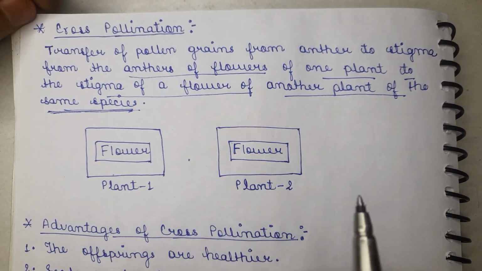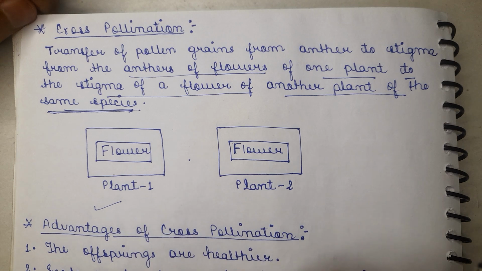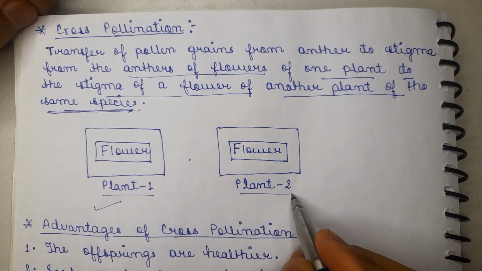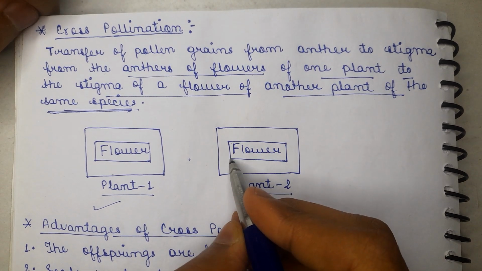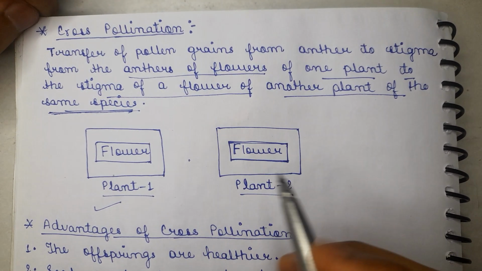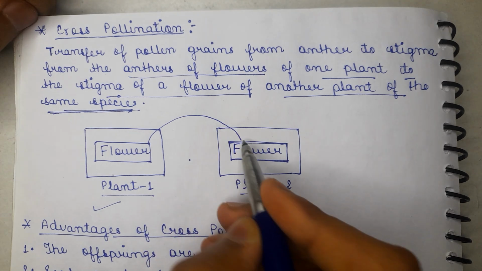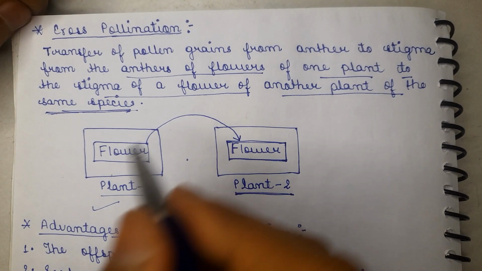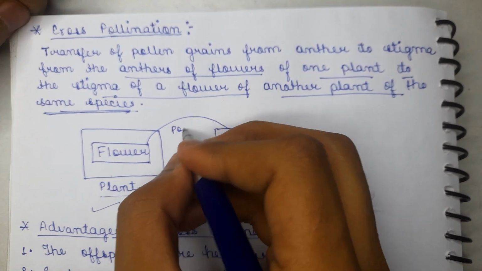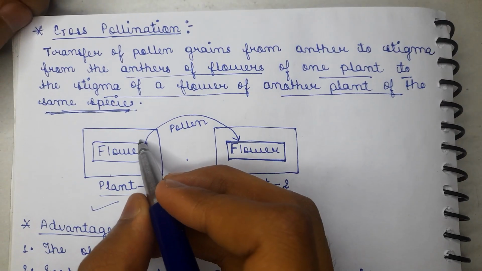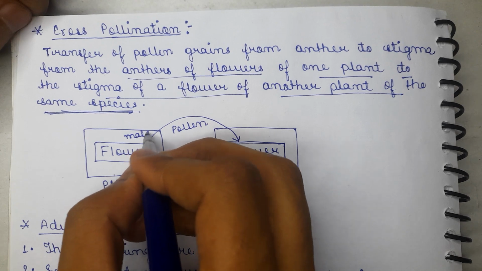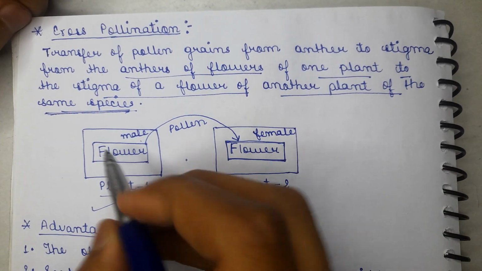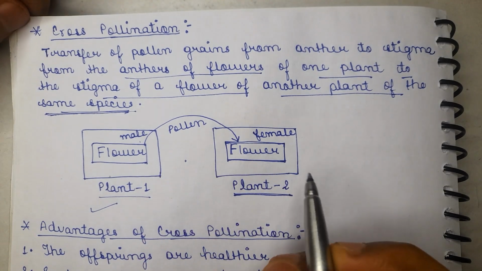So cross pollination occurs like in this flowchart I have already drawn: there is one flower on one plant, and another plant of the same species with another flower. The pollen grains will transfer from this flower to the different flower on plant 2. Here is the transfer of pollen grains from the anther, the male part, to the stigma, the female part. So this process defines cross pollination.